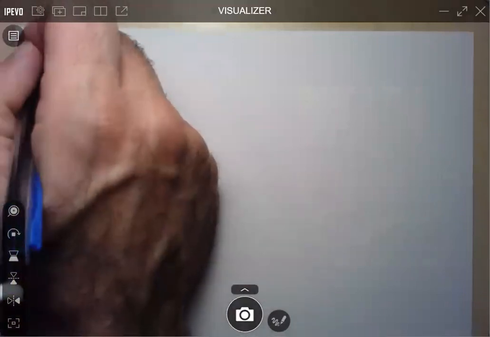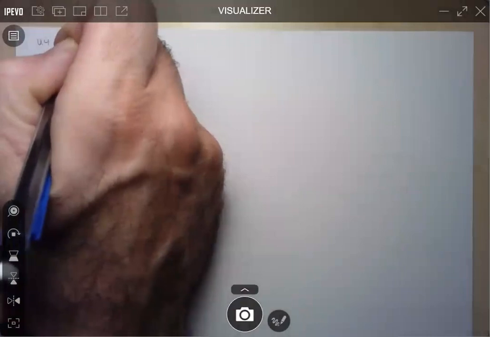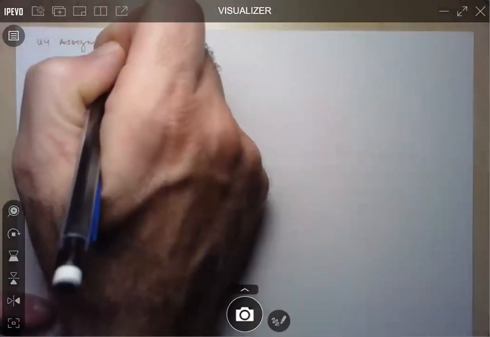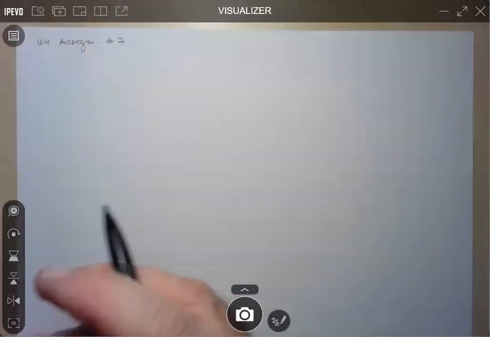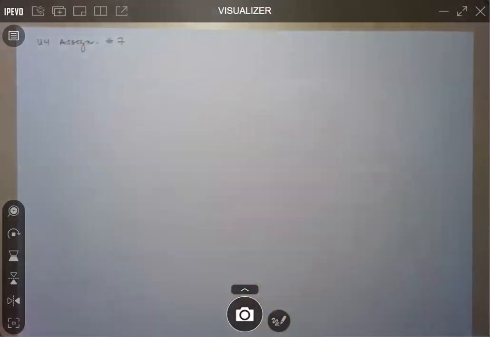Okay, so let's take a look at number 10. So unit 4, assignment number 7. Okay, and again, folks, hopefully we've tried these. Ideally, on a tutorial that's a day or two before the test, we've tried these here.